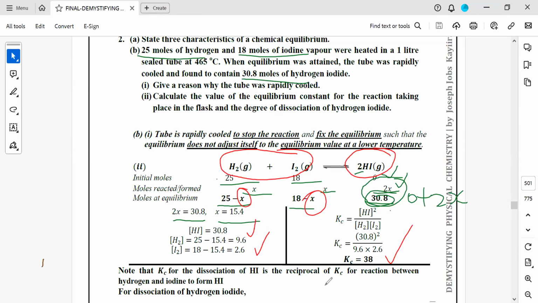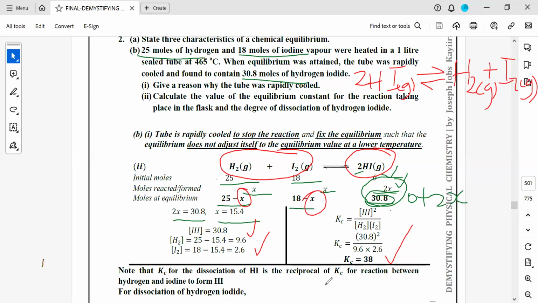So when we are finding the degree of dissociation, like I said, this time around we are going to have our hydrogen iodide dissociating to give us hydrogen plus the what? Iodine gas. So at this point, we are going to establish the degree of dissociation.